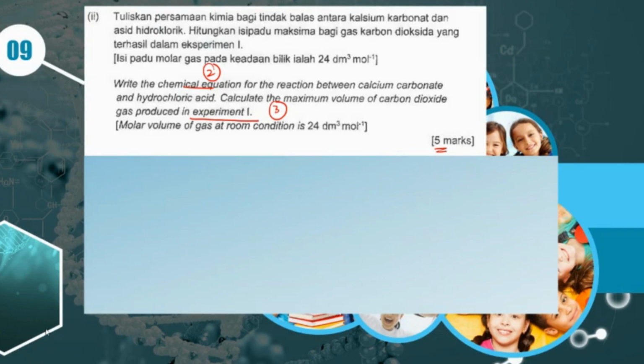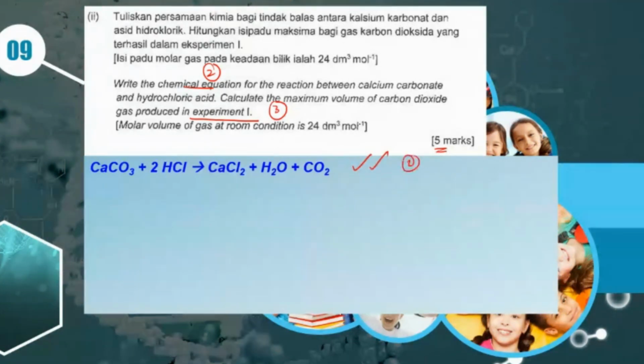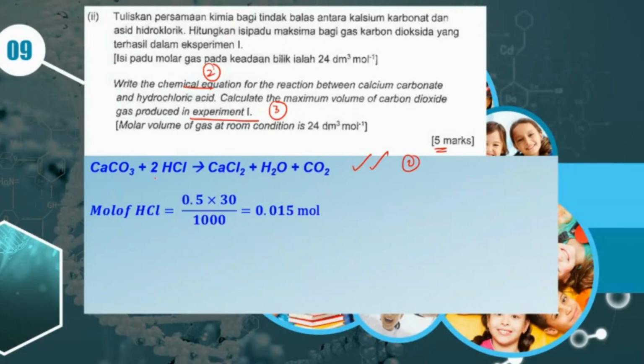Okay, now we check together, class. First, the chemical equation, just now I also showed you already. So this one is 2 marks: correct formula for reactants and products 1 mark, and then balancing 1 mark. So next we calculate the number of mole, MV over 1000. So 0.015 mole for hydrochloric acid.